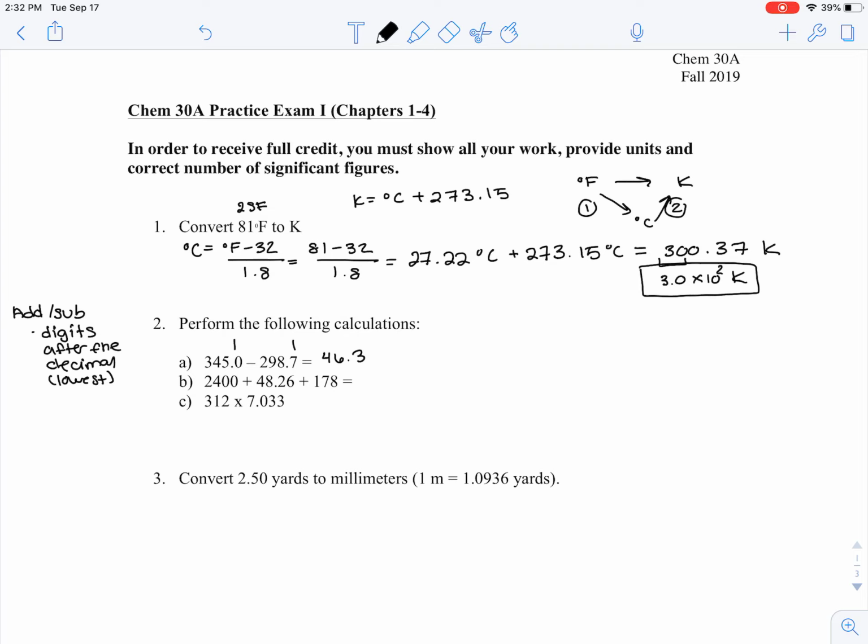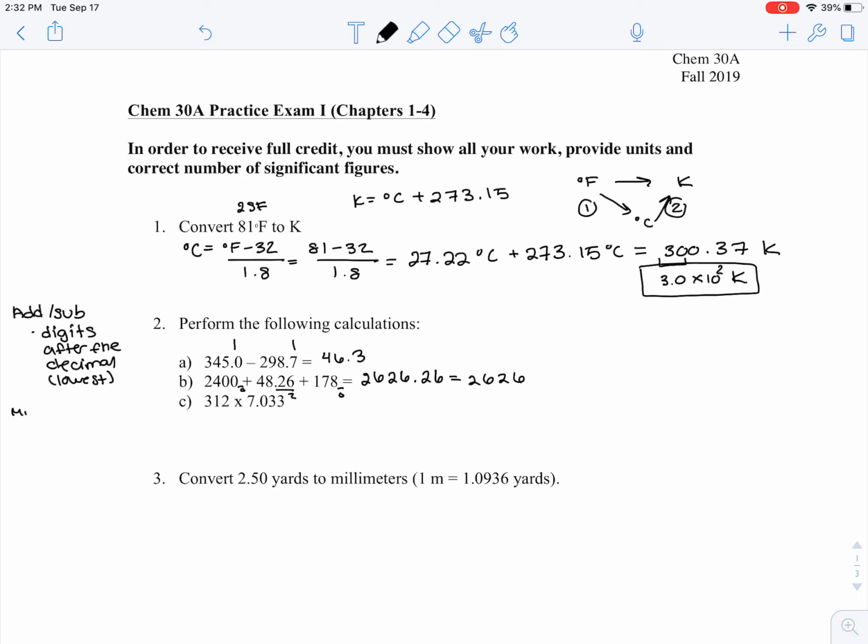Now the next one, I have 2400 plus 48.26 plus 178. That gives me 2,626.26. Now, I check how many digits I want. You're adding and subtracting again, so you check for digits after the decimal. You have 2 here, you have 0 here, and 0 here. So your lowest would be not to have any digits after the decimal. So 2,626 is your answer.